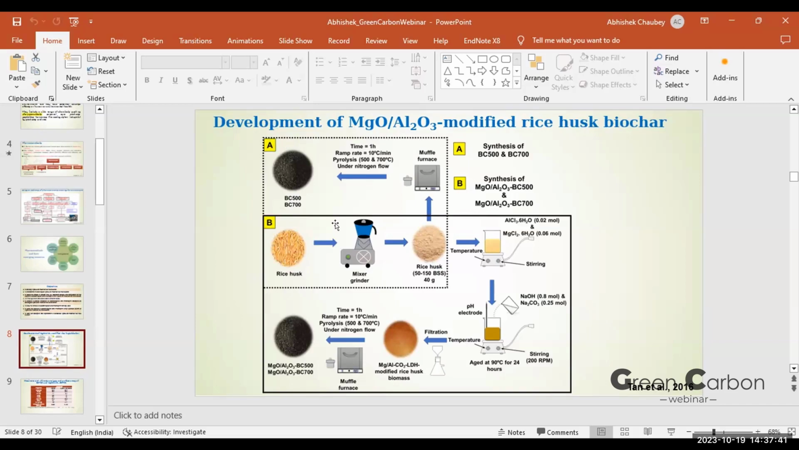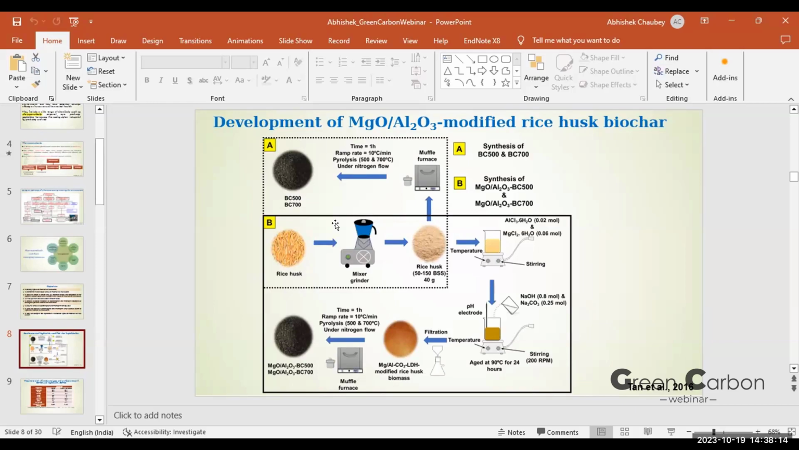So in the second B category, the solid line bracket, you can see we used rice biochar and kept it at a particular size, from 50 to 150 mesh, which is equal to 0.3 to 0.1 mm, because we need to enhance the surface area. For that, we have to minimize the particle size. We treated it with magnesium and aluminum hydroxide, precipitated using sodium hydroxide and sodium bicarbonate, and aging was done at 90 degrees Celsius for 24 hours.